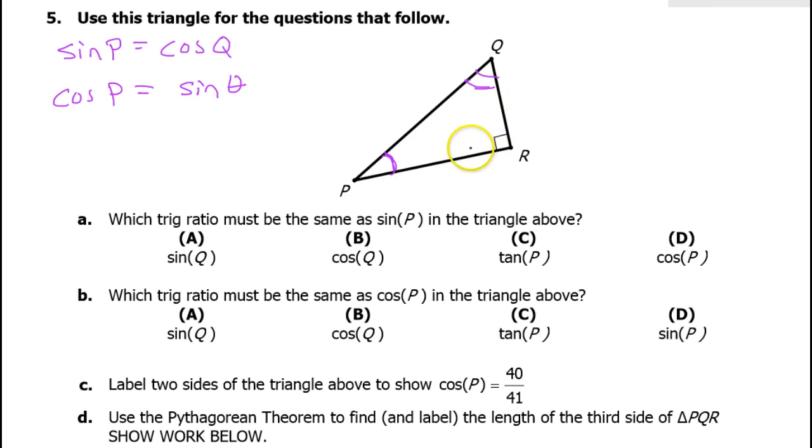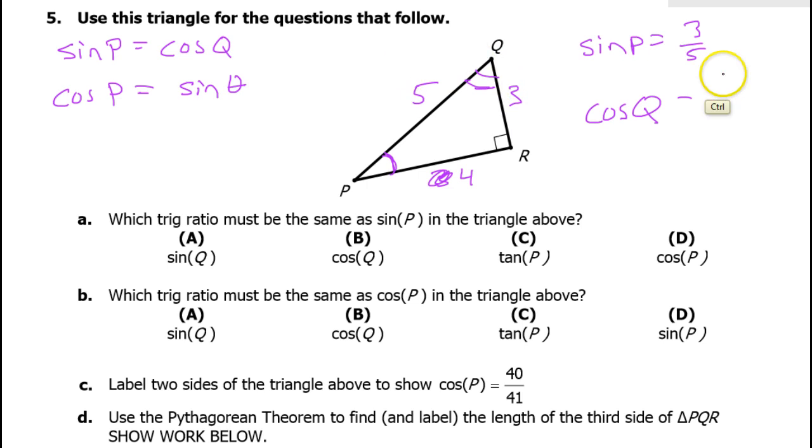And that makes sense because, just imagine that this was a 3, 4, 5 triangle. So let's say that was 5, that was 3, this was 4. Think about it. The sine of angle P would be opposite over hypotenuse, so that would be 3/5. And then think about the cosine of angle Q, the cosine of the other angle. Now from the perspective of Q, cosine is adjacent over hypotenuse, but that would also be 3 over 5. So of course this is true.